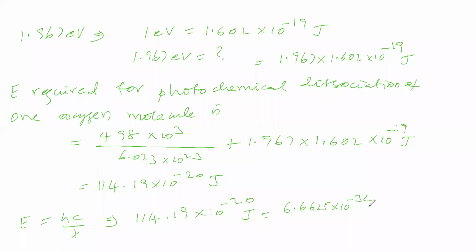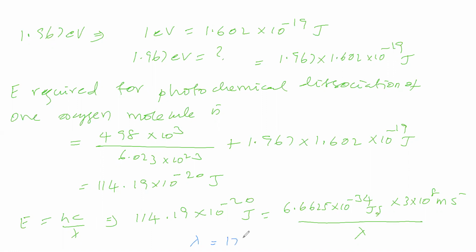That Planck's constant is this much joule second. Next, we will substitute the velocity of light. Velocity of light in vacuum is 3 into 10 power 8 meter per second. On simplifying this, we can get the wavelength in the SI system.